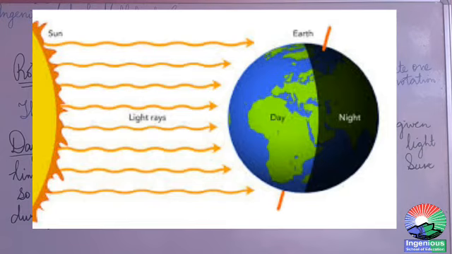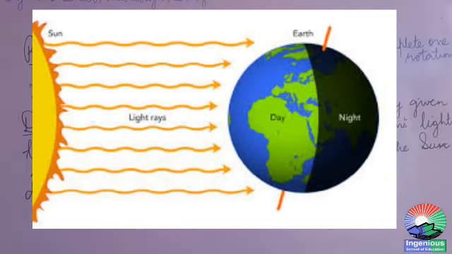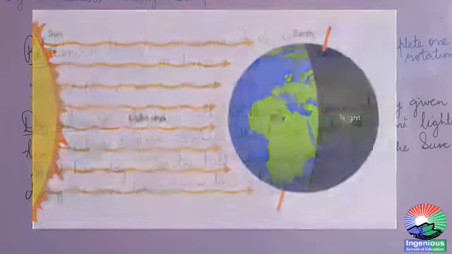So the regions that fall in that portion have day there. The other half of the earth which is away from the sun remains dark and has night. So the regions that fall in the portion which is not receiving sunlight have night there. Are you getting me?